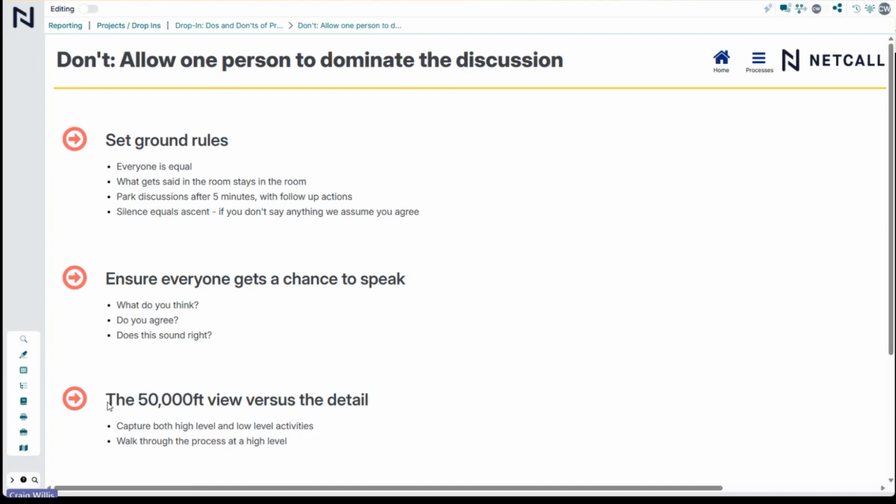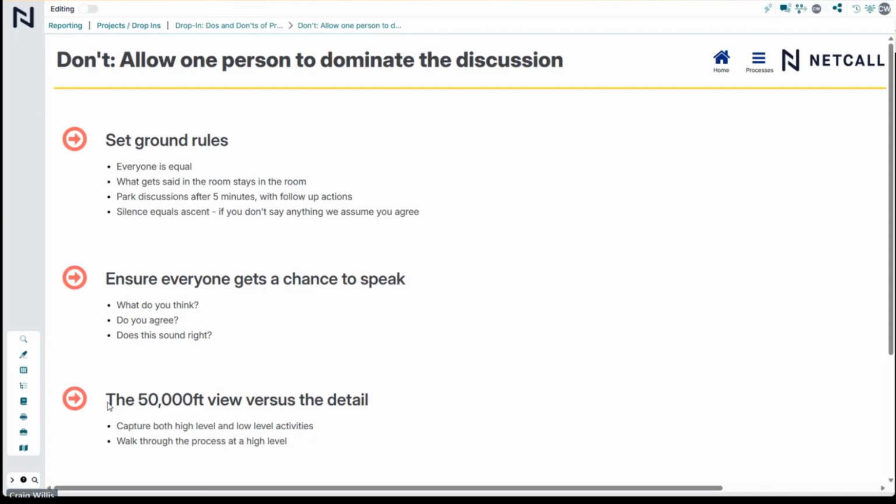A good example that I've experienced myself more than once is where you get a senior person in the room and they just sort of take over the conversation, or everyone else doesn't feel comfortable saying anything, and so they just let the senior person talk. So I've got a couple of suggestions here to help manage that sort of thing.